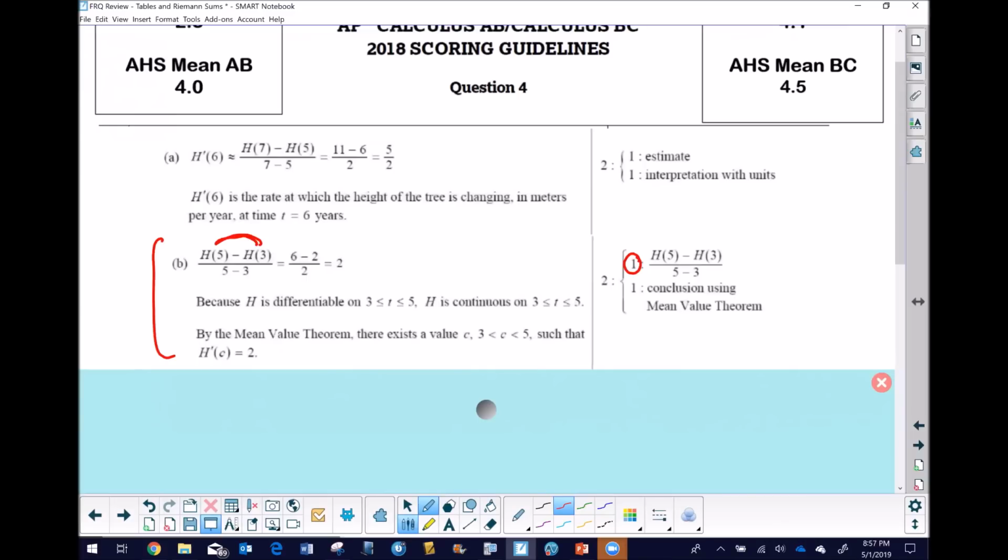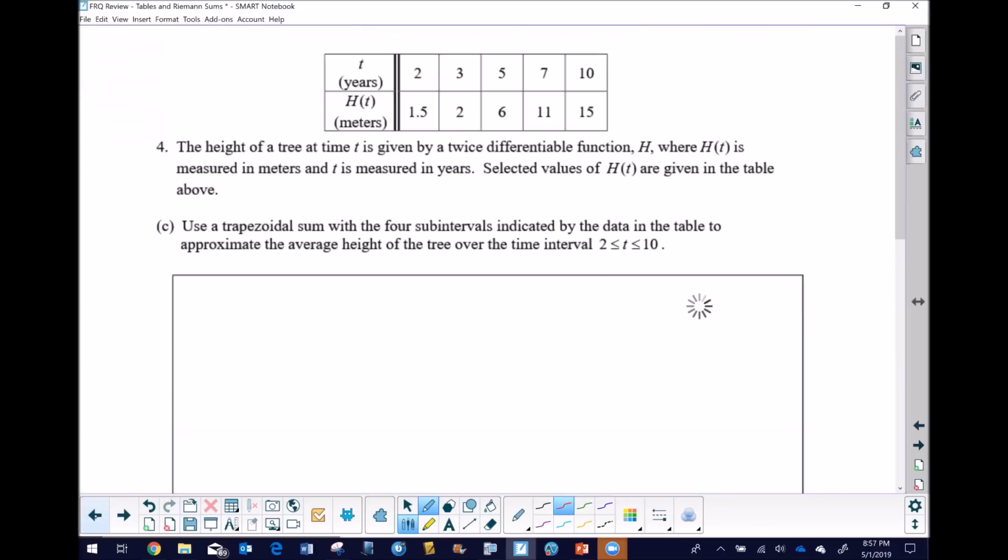All right. Now, if we look at part C, it asks us to do another Riemann sum approximation. And this is now a trapezoid rule approximation, trapezoid sum, I should say, with the same 4 subintervals that we had in the previous problem. The thing about the trapezoid rule, or the trapezoidal sum, is that you have to have a little bit more knowledge of a different shape.